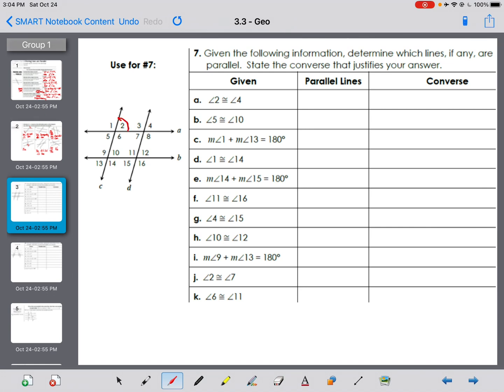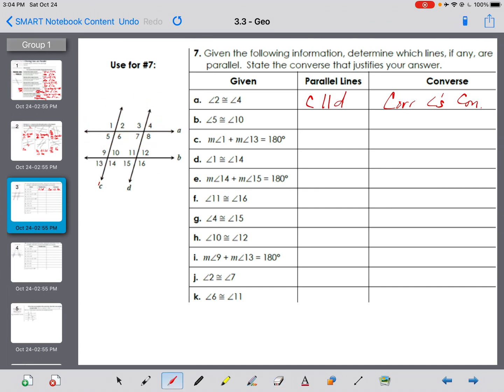So if 2 is congruent to 4, who does that prove? Well, this one's the cutter. These are the parallels. Those are corresponding places. So that means that C is parallel to D. That's what we got going on there. And that is because of the corresponding angles converse.